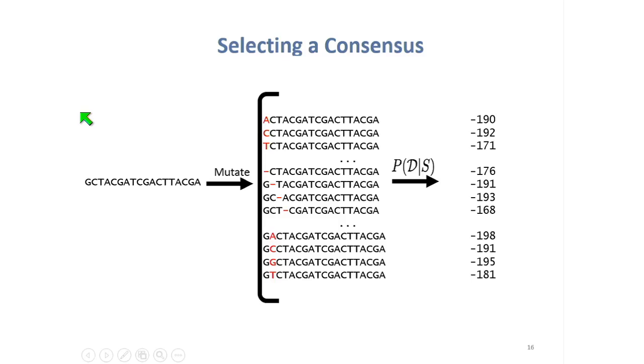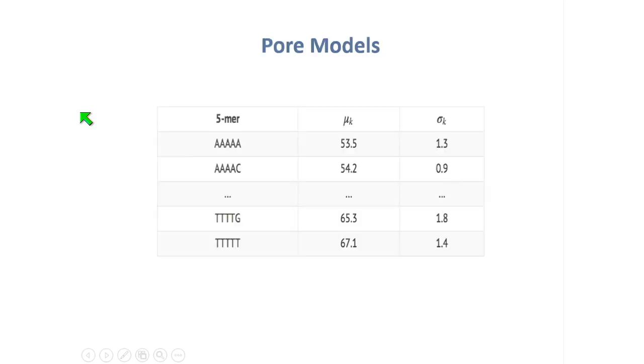You take what you believe to be your consensus sequence from the naive type of consensus, where you just take all the base calls and you average them out, and then you make mutations iteratively. So you introduce SNPs, you introduce insertions and deletions, and then you apply your function to say, what is the probability of this sequence given the events that we have? And then you essentially choose the highest probability sequence. So you just keep doing that until you can't get any improvements.